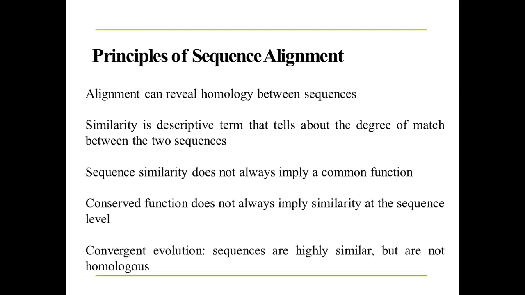Sequence similarity does not always imply a common function. However, conserved function does not always imply similarity at the sequence level. Convergent evolution we can also study with the help of sequence alignment. Sequences are highly similar in the past, and if they are similar, then their functions will be similar, their behavior will most probably be similar, and they will not be homologous to each other.